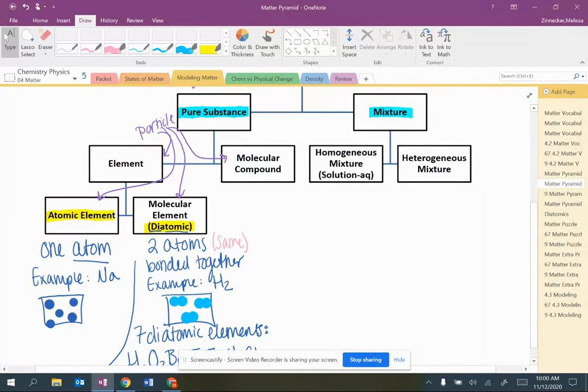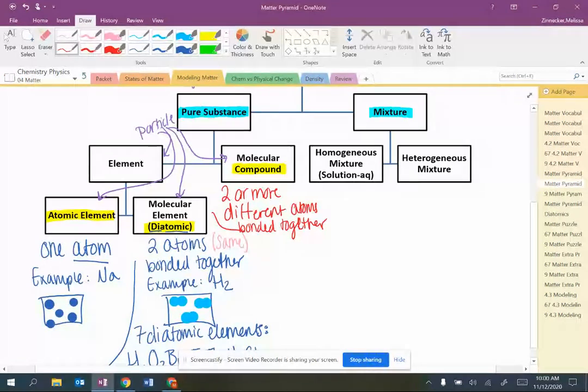If we were to look at the other type of particle called a compound or molecular compound, tomato, tomato, the definition of a compound is 2 or more different atoms bonded together. And kind of separate that. So 2 or more different atoms bonded together. So you can kind of see how some of these vocab words can get a little confusing.